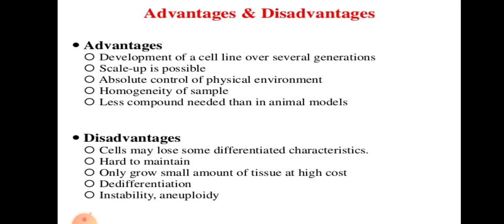Next, what are the advantages and disadvantages of tissue culture? Advantages: there is development of a cell line over several generations. Plants of the desired variety can be produced through tissue culture. Compared to other methods such as grafting and budding, this is a faster and more efficient method. Scale up is possible, absolute control of physical environment, homogeneity of sample, less compound needed than in animal models. As well as this, since it is performed under sterile conditions, the chances of seed-borne disease are greatly reduced.